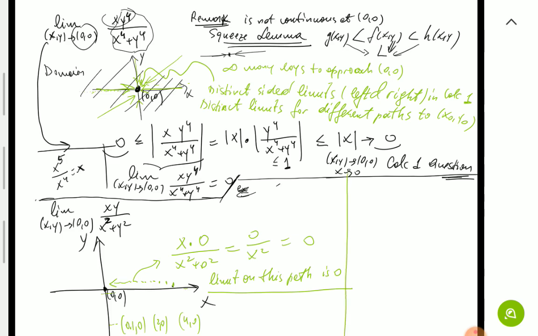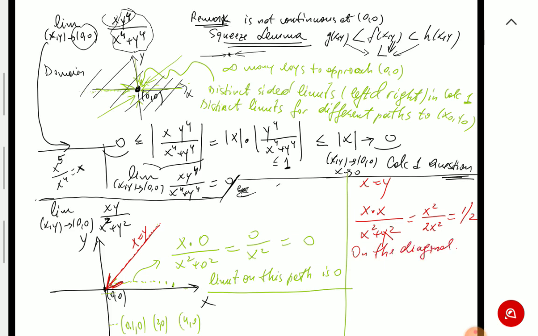Okay, but what if we approach 0, 0, let's say, on the diagonal path? Again, these are classical textbook examples, and you will probably see this problem in most of the textbooks. And there are variations of this in the homework, as you will see. How do you characterize the points on the diagonal that approach 0, 0? Well, those are the points for which x is equal to y. So if x is equal to y, what does the function become? The function becomes x times x over x squared plus x squared. That simplifies to x squared over 2x squared, which simplifies to 1/2. So on the diagonal path, the limit is 1/2. 1/2 is not equal to 0.